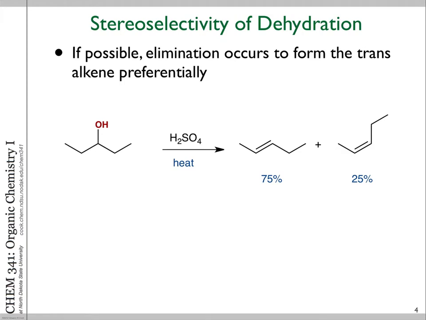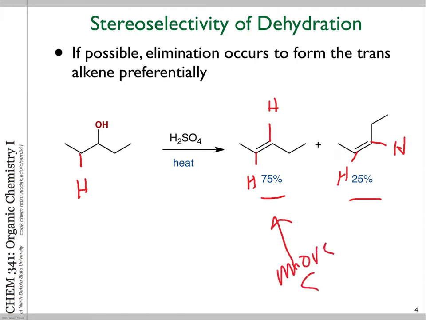So in this case we have a symmetric alcohol, so it doesn't really matter which side you pull the proton off of because it's an even number of carbons on either side. You generate the same product, but in this case we have the possibility of forming a trans double bond or a cis double bond, and you see you get about a 3-to-1 ratio for those. Again, the more stable, lower energy double bond is the one that's produced in larger quantities. Okay?